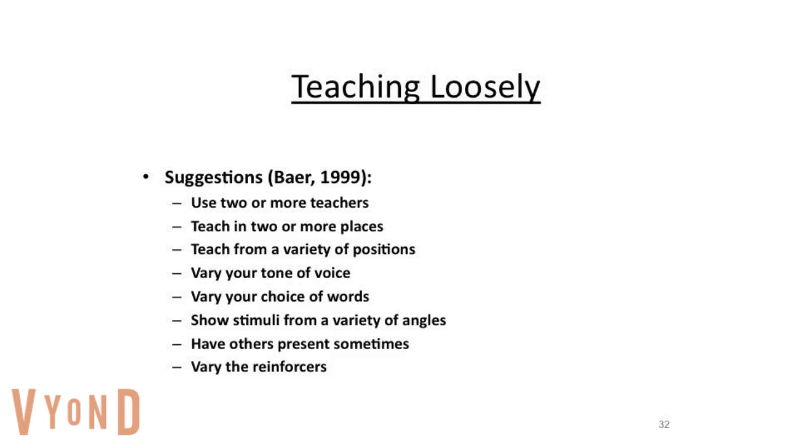So, some suggestions that Baer makes in his 1999 article, and I'm sure many of you use these already while you're teaching your learners, is you want to use two or more teachers. So, maybe in some of your settings, it's two or more therapists, right? So then they're generalizing across people. You want to teach in two or more places, right? So again, that could be the instructional setting, maybe in different rooms of the house or different areas of the classroom, right? So it's more than just the instructional setting and the generalized setting.